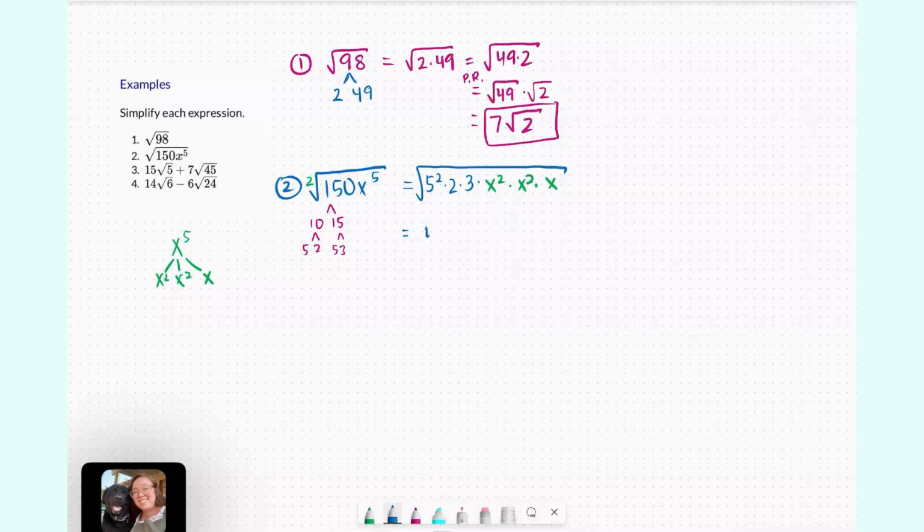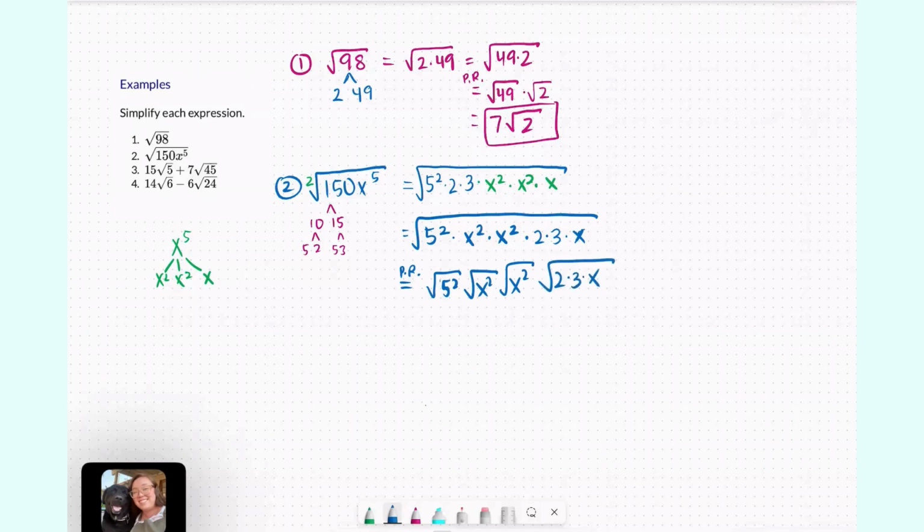Let me write I have my 5 squared first. I'm going to bring my x squared, my other x squared, and then put everyone that's not a perfect square last. So I have 2, 3, and x. And those are all going to sit under a square root. Okay, so again, product rule. 5 squared, square rooted, x squared, square rooted, another x squared, square rooted, and I'm going to keep 2 times 3 times x all under one square root, and you can simplify it sooner than I do if you want.